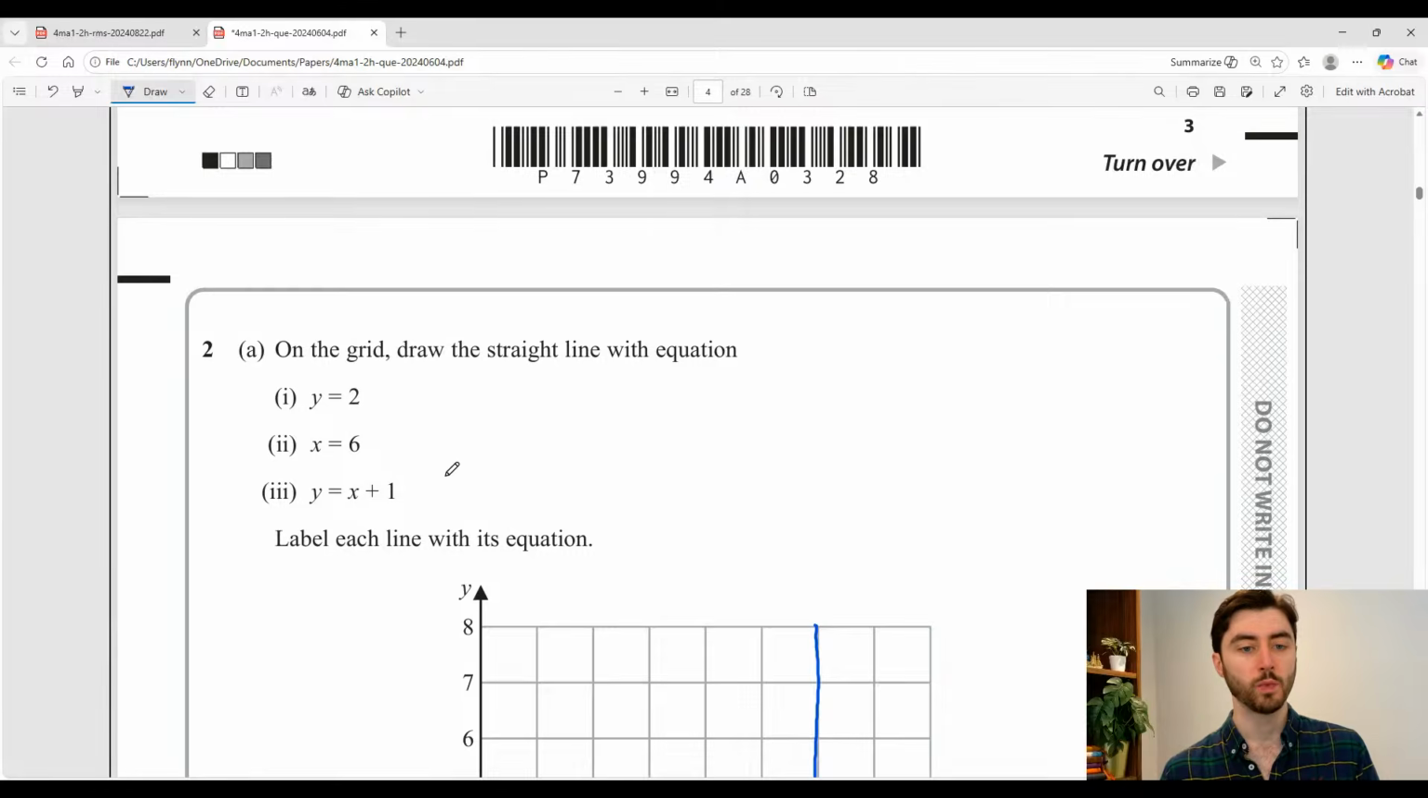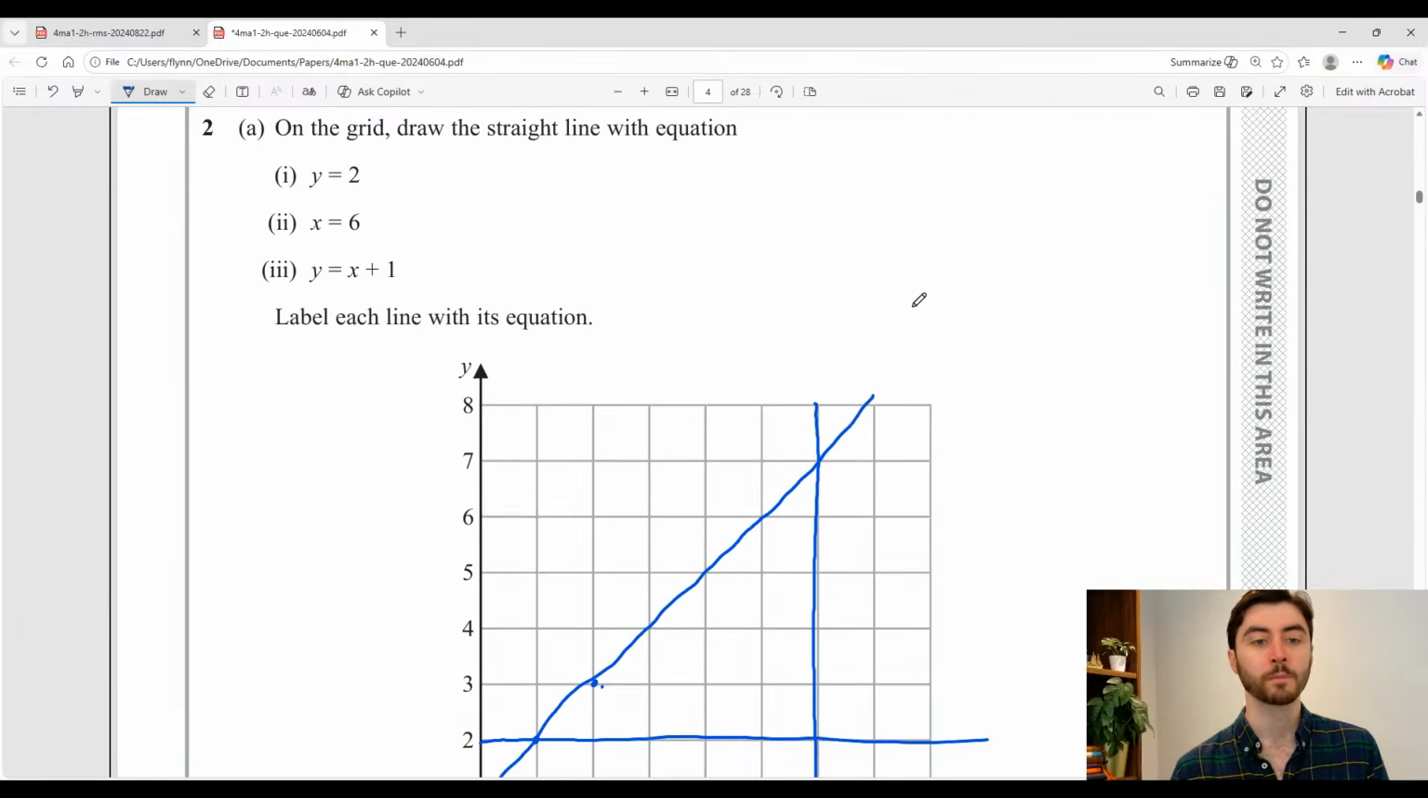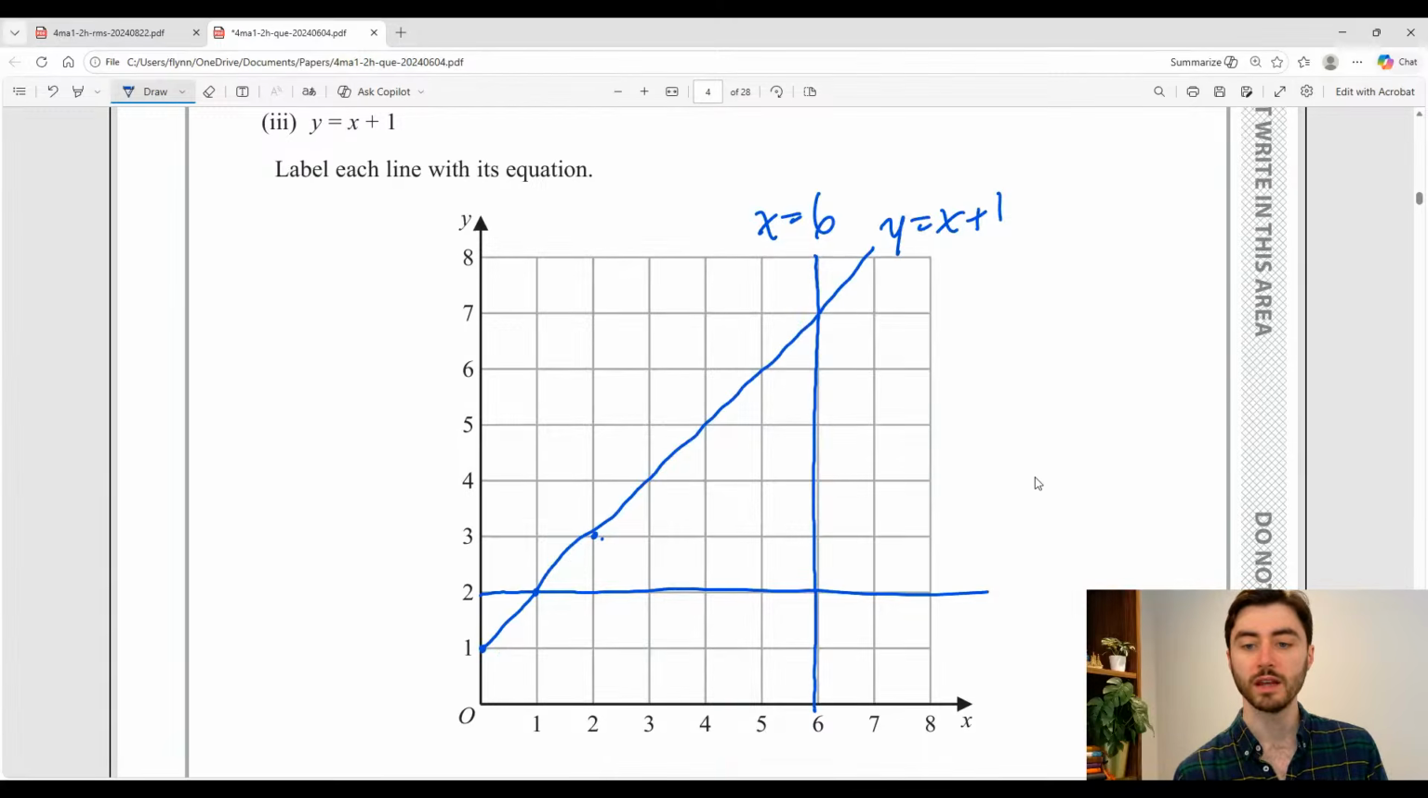And then the line y equals x plus 1 will have a y-intercept of 1 and a gradient of 1, meaning for every 1 you go across, you go up 1. So it's going to go straight through the diagonals. I'm missing the ruler already. Something like this. Ruler is obviously best. Label each line with the equation. So this is y equals x plus 1. This is x equals 6. And this one here is y equals 2.